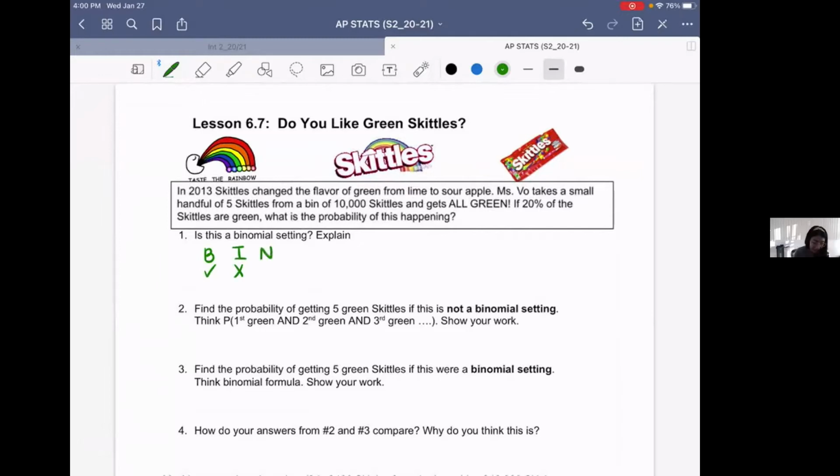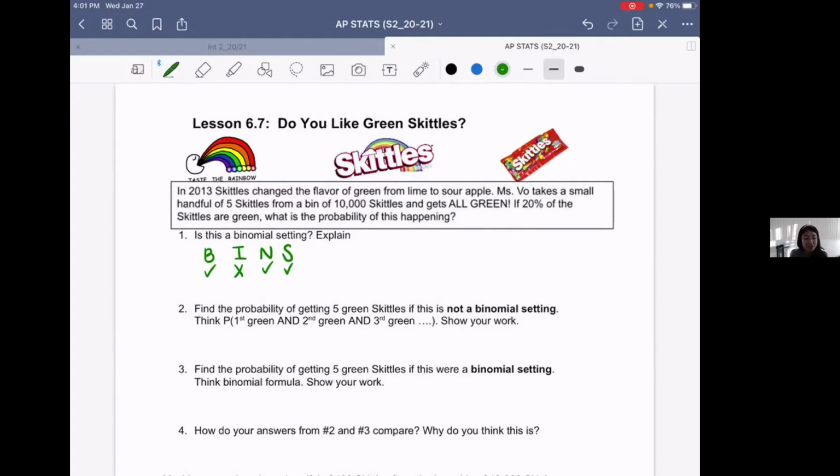And then N is the fixed number of trials, and here my fixed number of trials is 5, and just seeing how many I get within that 5. Lastly is my S, which is the same probability. So I have 20% are green, so I know that the probability of success will remain 20%. Here, an explanation that you want to put is that it's not independent because we are sampling without replacing our Skittles, like we literally just took them out.